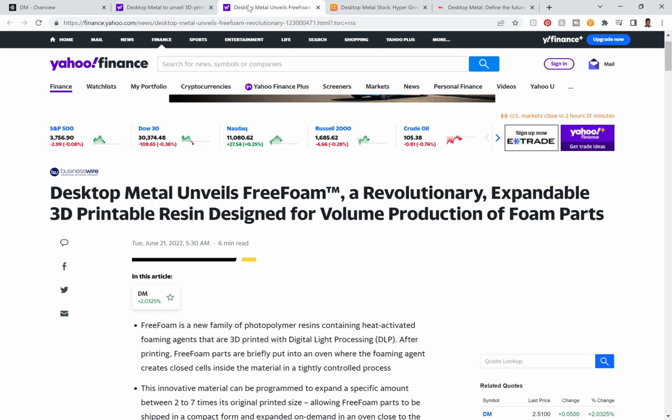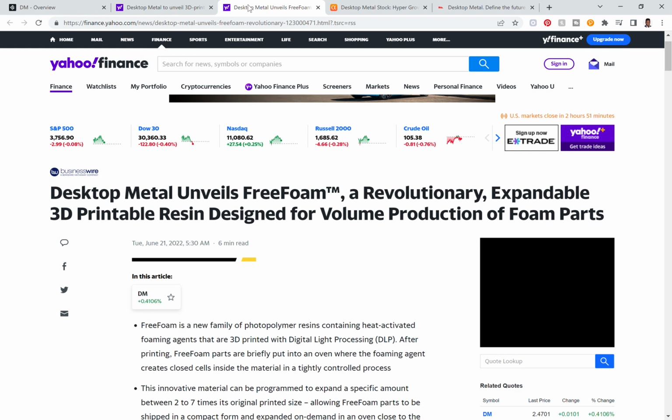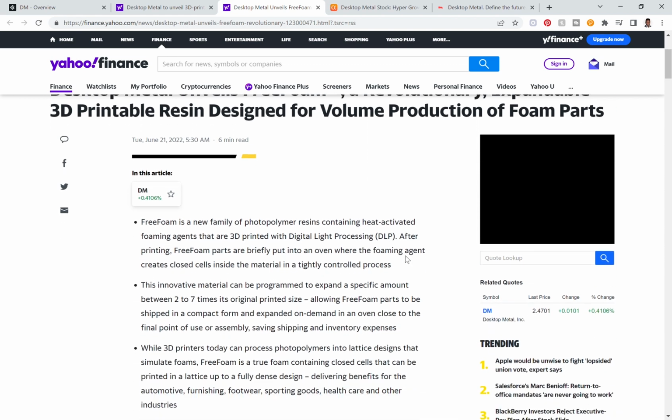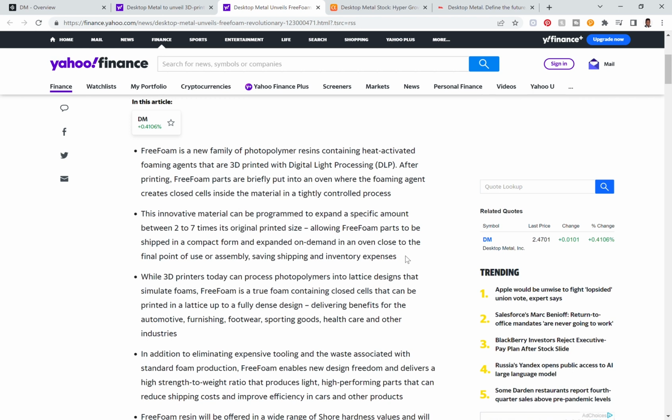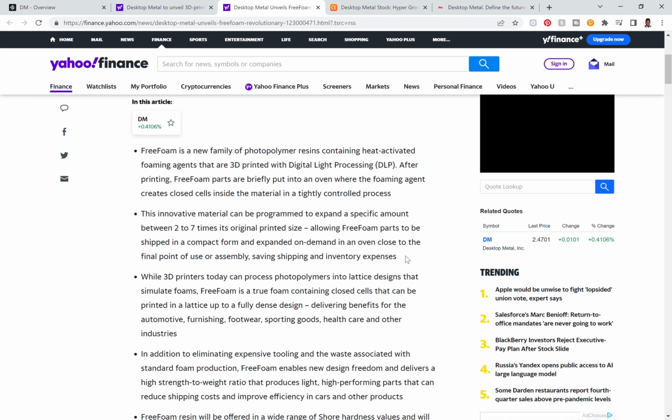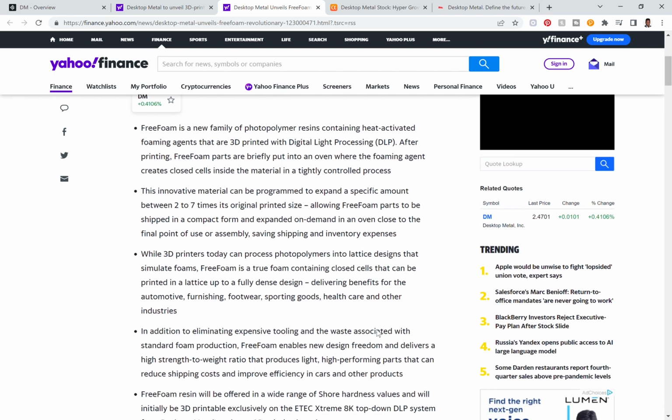So it is a revolutionary expandable 3D printable resin designed for volume production foam parts. This is a new venture that Desktop Metal is now going into in the foam space. There are several products that foam can be used for, but let's go into the details of what FreeFoam is. FreeFoam is a new family of polymer resins containing heat-activated foaming agents that are 3D printed with DLP.